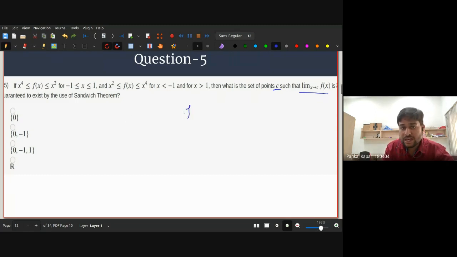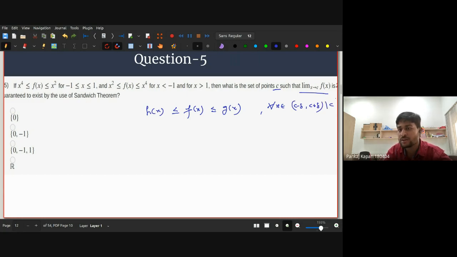So what is the sandwich theorem? It says that if a function is sandwiched between two functions, that is, if the inequality h(x) is less than or equal to f(x) is less than or equal to g(x) holds for every x in the common domain, or in some interval around c, some delta neighborhood of c, where we can remove c also, it can be a deleted neighborhood, and the limit as x goes to c of h(x) is the same as the limit as x goes to c of g(x).